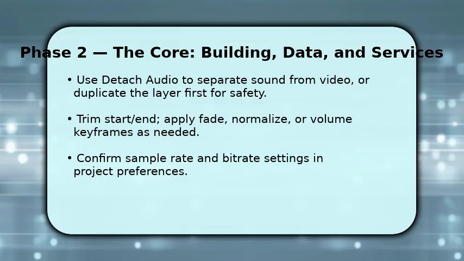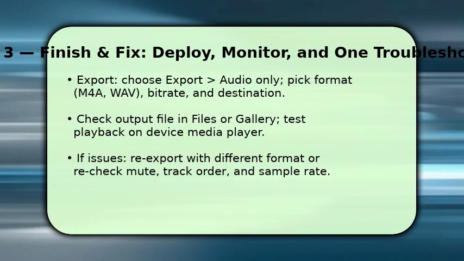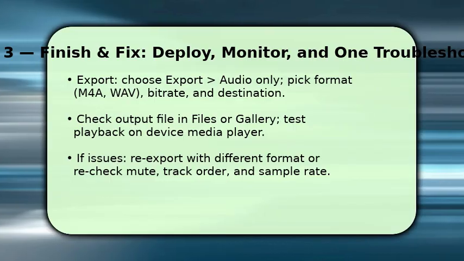Export the audio by selecting Export, then Audio Only. Pick M4A or WAV, set bitrate, and start export. Once complete, open the file in Files or your gallery and play it to confirm length and fidelity.